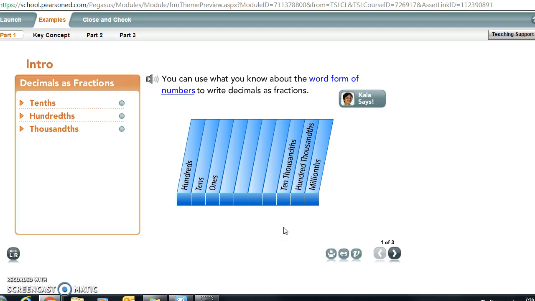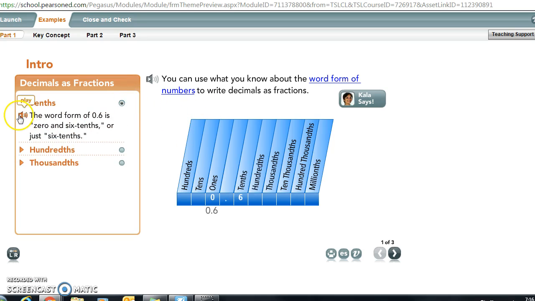So today we're gonna go ahead and go on to 7.5. So go ahead and follow along in your notes with me. You can use what you know about the word form of numbers to write decimals as fractions. Use the least place, tenths, to write this decimal as a fraction. Then simplify if possible. The decimal 0.6 can be written as the fraction 3/5.